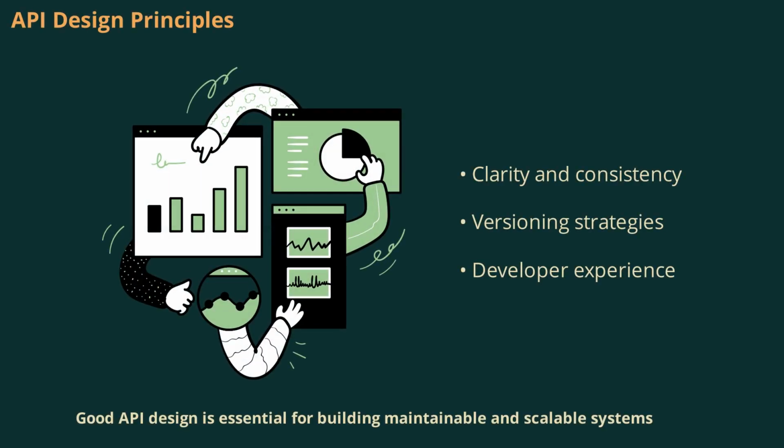Good API design is essential for building maintainable and scalable systems. Focus on clarity, consistency, and versioning. Be prepared to discuss how you design APIs, handle backward compatibility, and ensure a smooth developer experience.